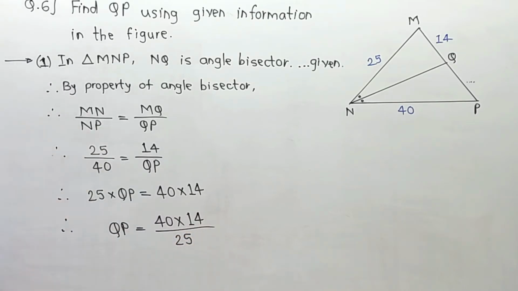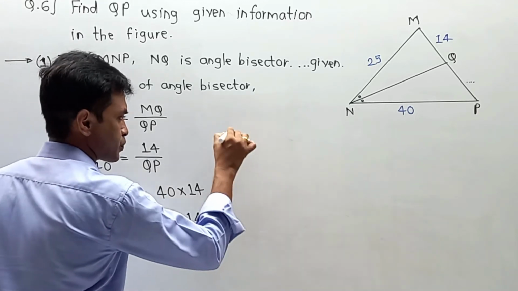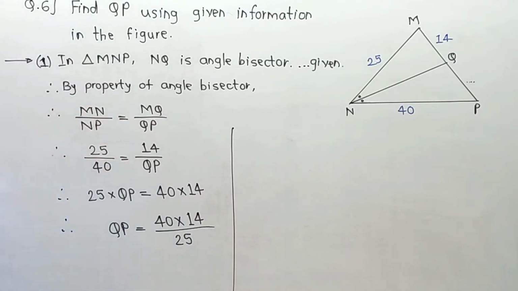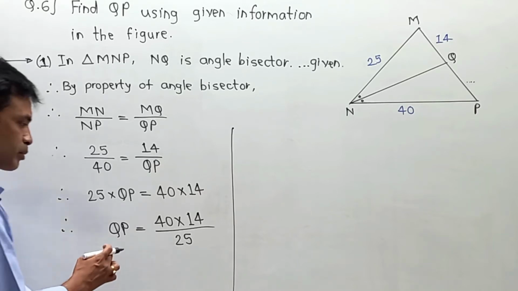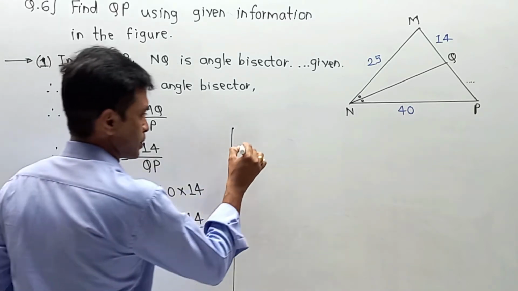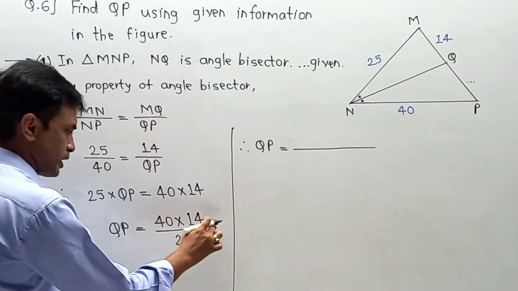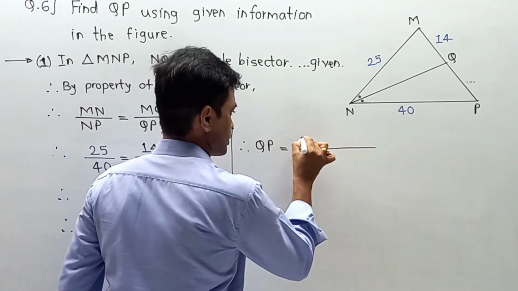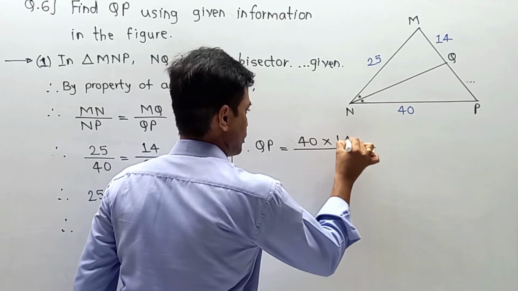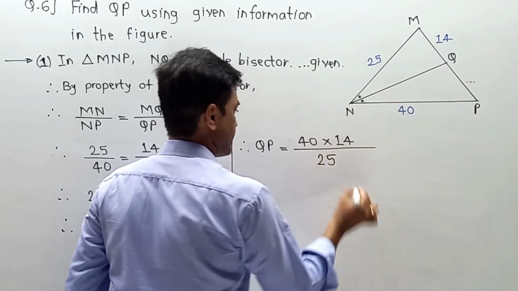Up to this part, this whole process is nothing but the simplification process. Now the next part is the calculation. I am writing this step over here just for your understanding, so please pay attention. So QP is equal to 40 into 14 divided by 25. Now step by step I am trying to solve this numerical in the calculation part so that we can come to the conclusion. So QP is equal to 40 into 14 divided by 25.